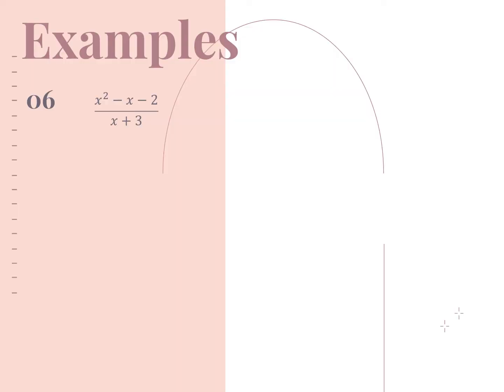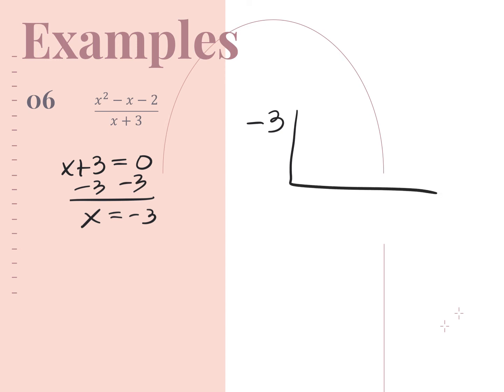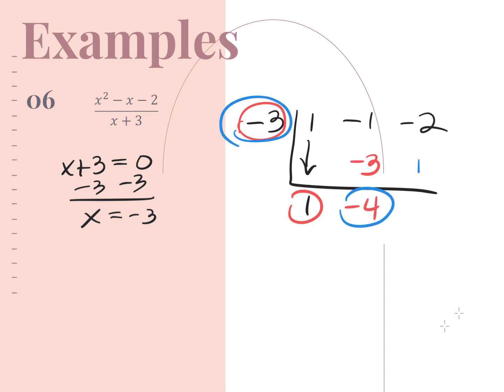Again, we're gonna set it up. Now you can either solve this to get the number that goes outside of the synthetic division, but again, it's just the opposite sign. So -3 will go here. Take all the coefficients and put them in here. And now bring down the first term. Remember, we're going to multiply -3 times 1. Add the column. I get -4. Multiply. I get +12. Add the column.